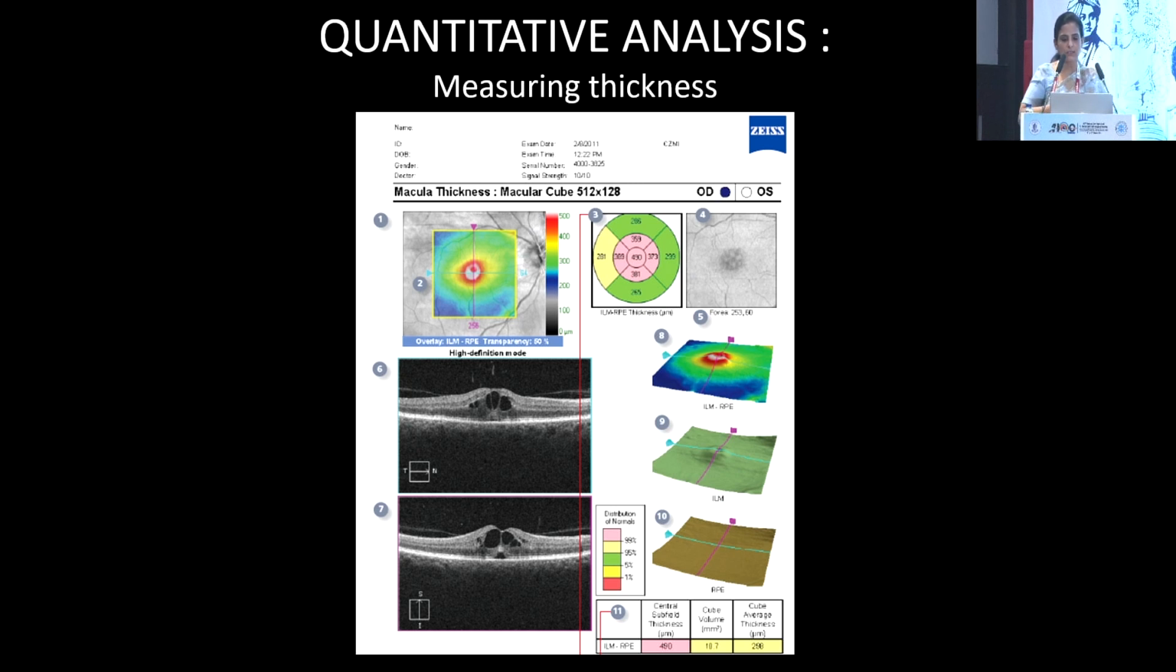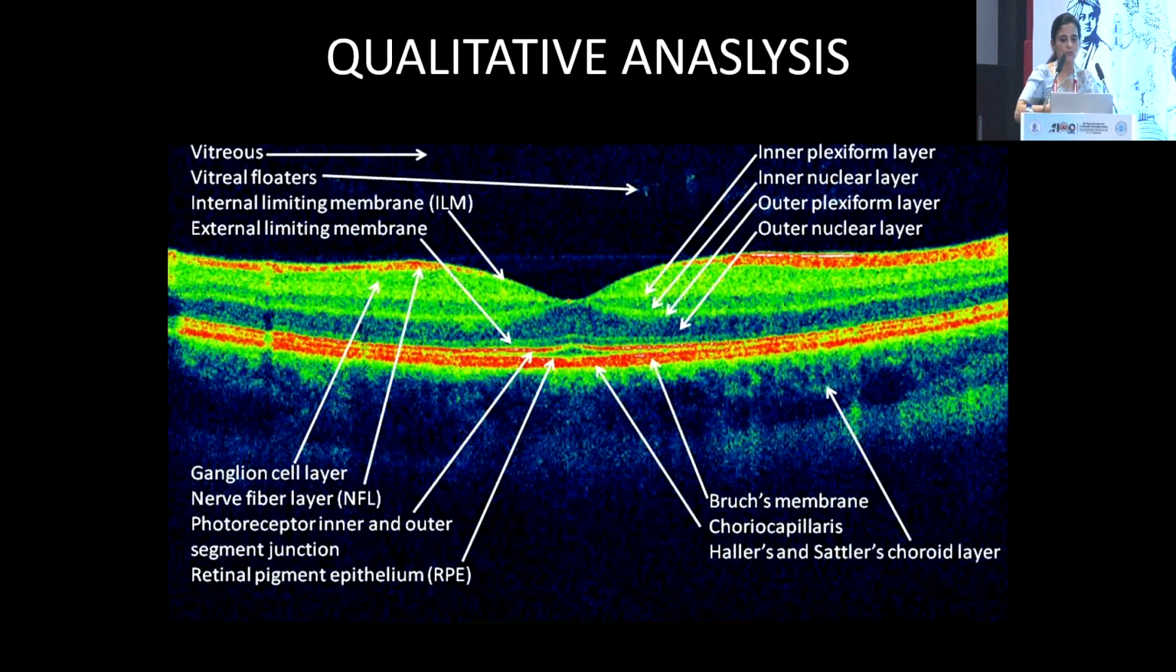So when you're seeing the OCT, you see the quantitative analysis and the qualitative analysis. The quantitative analysis gives you the thickness of the central subfield area. The central subfield thickness, you can see, is the most important area that we concentrate on. The qualitative analysis is when you look at the different layers of the OCT.